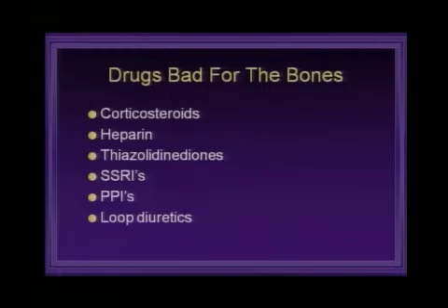I think you're all aware of the rosiglitazone controversy and concern about cardiovascular outcomes, but there's plenty of evidence that these drugs, pioglitazone and rosiglitazone, decrease bone mass. SSRIs, there are a couple of studies that show decreased bone mass with SSRIs. There's a little more controversy in that. We talked about PPIs. And loop diuretics like furosemide increase urinary calcium excretion and can potentially decrease bone mass.